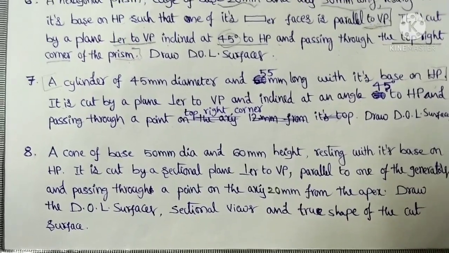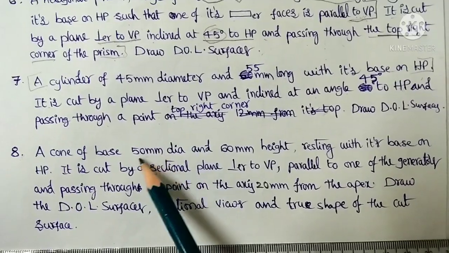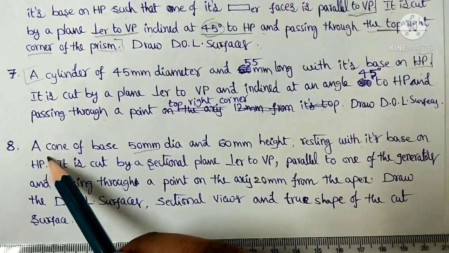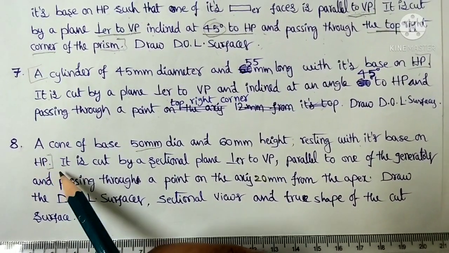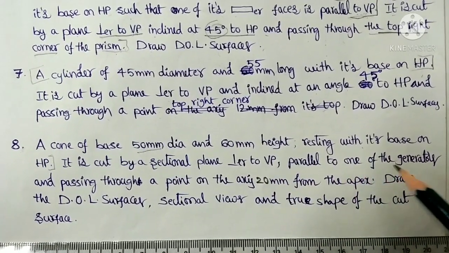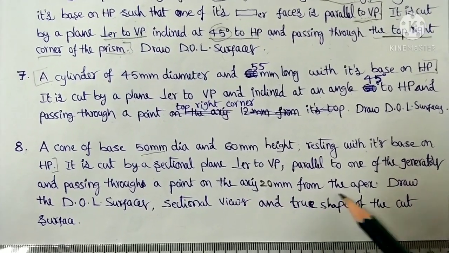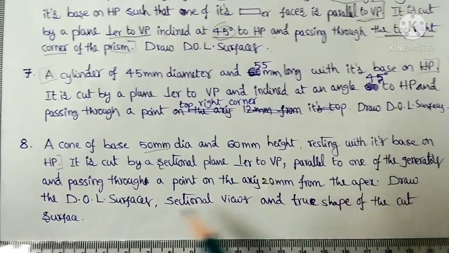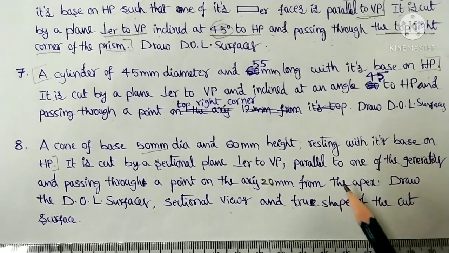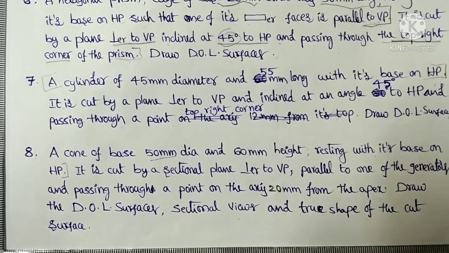Hello guys, coming to problem number 8, we can see the question: a cone of base 50 mm diameter and 60 mm height resting with its base on HP. So up to this particular point, this is related to orthographic projections. It is cut by a sectional plane perpendicular to the VP, parallel to one of the generators, and passing through a point on the axis 20 mm from the apex. So draw the development of lateral surfaces, sectional views, and true shape of the cut surface. So all these things we have to construct in this particular problem.